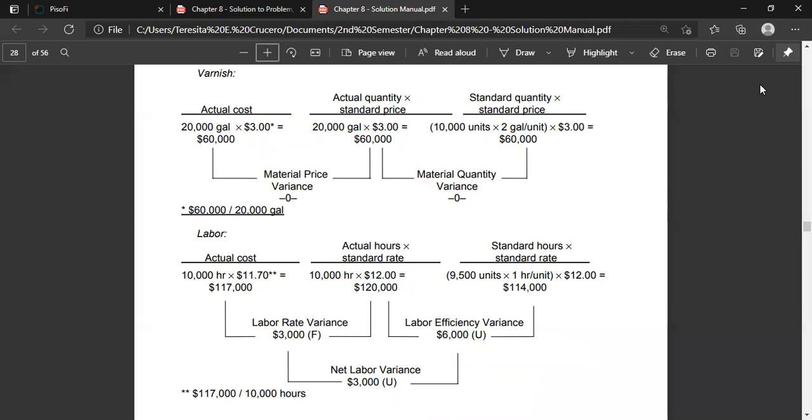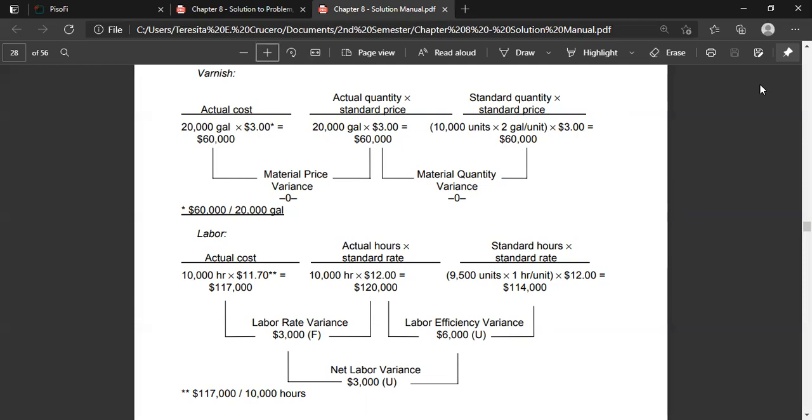Then for standard hours times standard rate, standard hours of 4 hour equivalent production. So we now get 9,500 units. Standard hour per unit is 1 hour. So we get the standard rate equivalent to 12. That's 1 hour times 12. So we get 12. Now take note that we have now the labor cost applicable, while above we have the varnish.